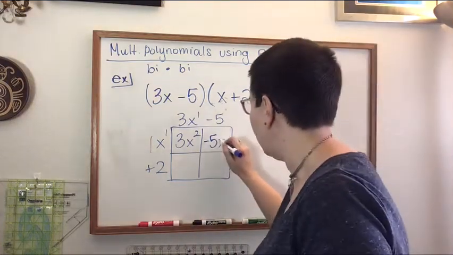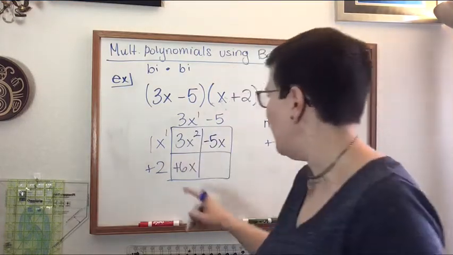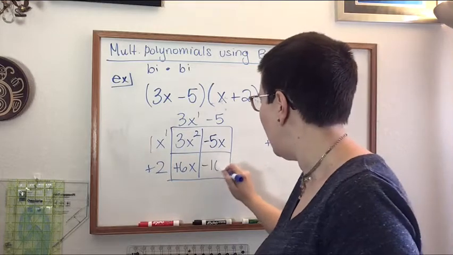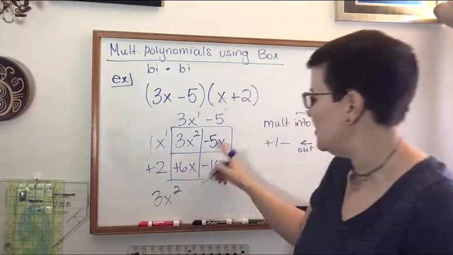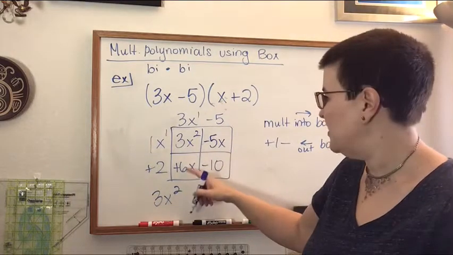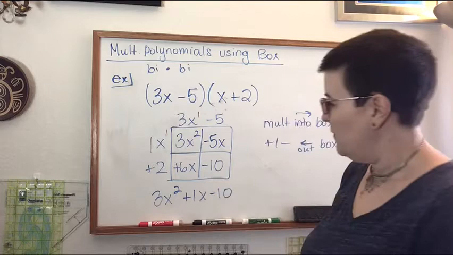And I still keep an x here. All right, now I have 2 times 3, which is 6, and I keep the x. And then 2 times negative 5 is negative 10. Now, when I go to collect my like terms, I notice that these are like, but they're opposite sign. So I'm going to take 6 minus 5, which is 1x, and then minus 10.